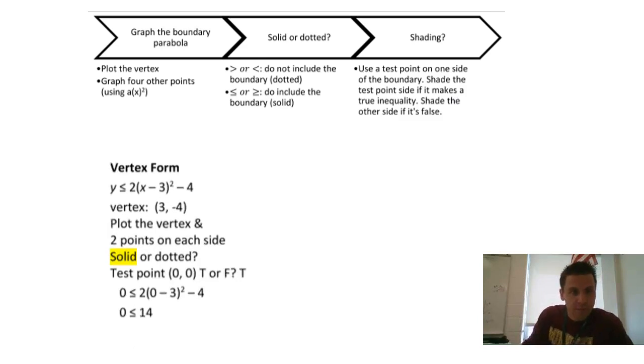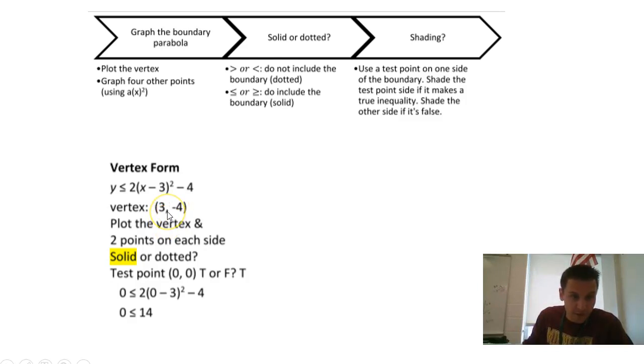So what does this look like? Here's a whole bunch of information. Let's say we have a quadratic inequality that is in vertex form: y is less than or equal to 2 times the quantity x minus 3 squared minus 4. The vertex of this parabola is (3, -4). I can see that because it's in vertex form. It's the opposite of 3 and then negative 4. So we plot the vertex and 2 points on each side of the vertex, because we know that the line of symmetry goes through the vertex.